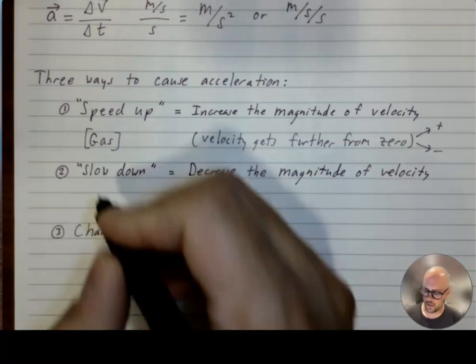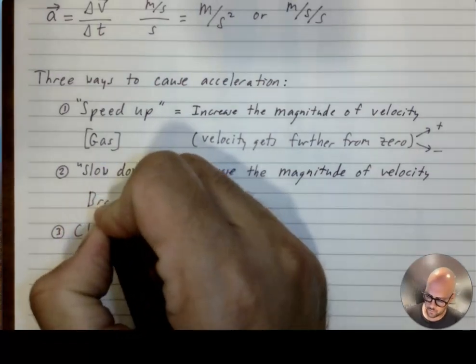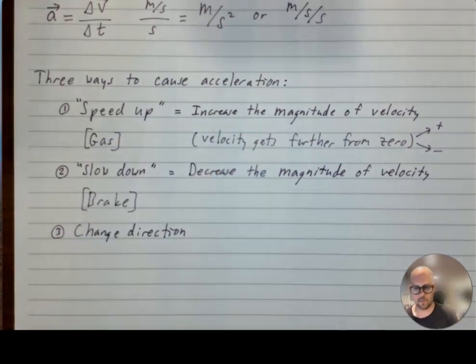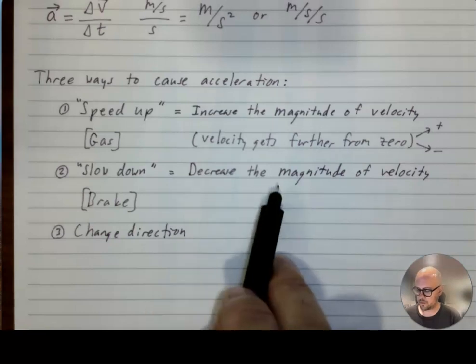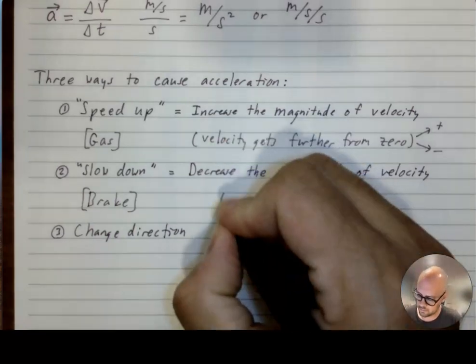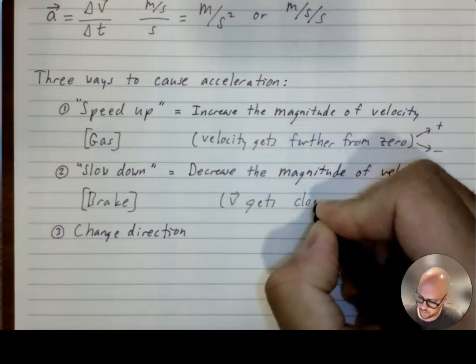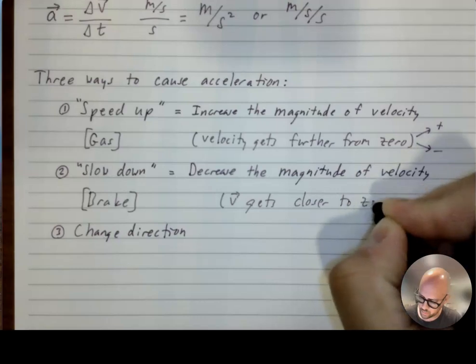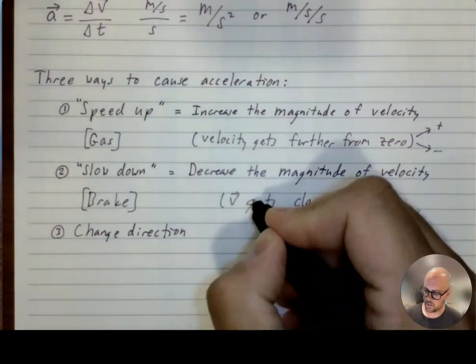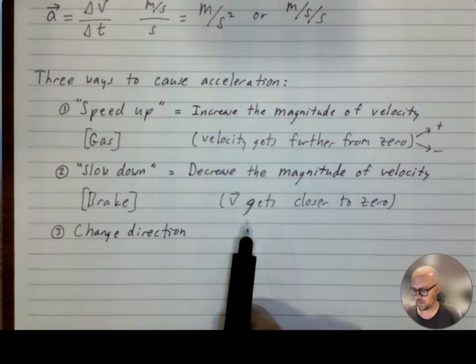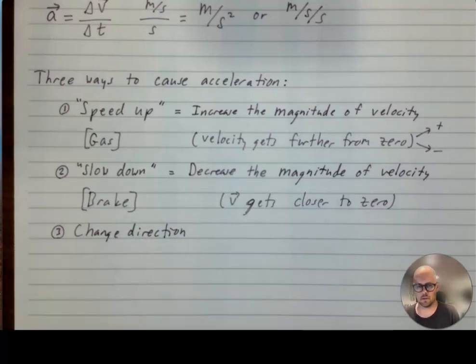The second way is to slow down. And so you, as a driver, would use your brake pedal to slow down. And that means that the magnitude of your velocity would decrease. The velocity gets closer to zero. When we learn about motion graphs, this is one of the most confusing things, but it's also one of the most helpful things about a motion graph. So the smaller the speed, the smaller the magnitude of the velocity.